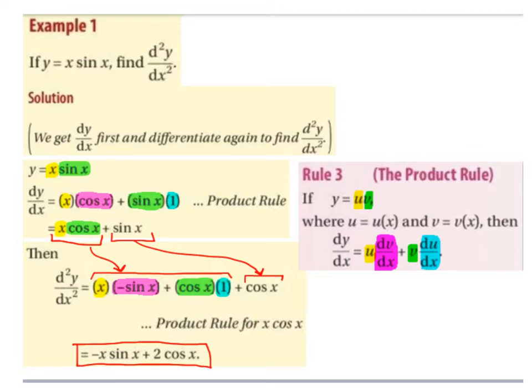So again, we're going to use the product rule, this time for the x cos x, and sine x we can just differentiate straightforwardly. So using the product rule to differentiate x cos x, we get x times minus sine x plus cos x times 1, and differentiating sine x we get cos x. And simplifying, we get minus x sine x plus 2 cos x.